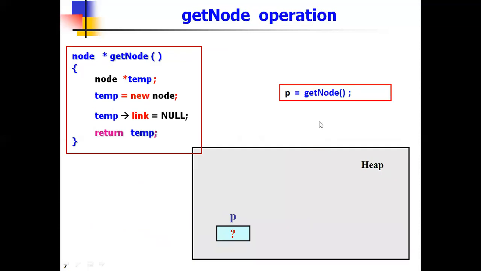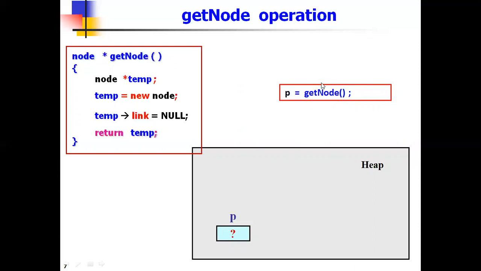Now generally we say p equal to get node whenever we want to create a new node. So we are going to write this code henceforth. So we'll write always pointer equal to get node. Okay, any pointer name you can use. Here I have used p equal to get node. So what does that mean?